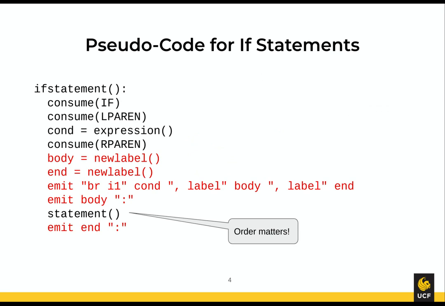So this is pseudocode for parsing and generating code for if statements. Here I call it an if statement. You're free to organize it however you like, if you want to put all the statements in one function. We're going to consume the if keyword. We're going to consume the lparen token. And then after that, we've got to read the expression. What does expression return? I believe it'll return the t value. Yeah, it's going to return a temporary register, the name of a temporary register.